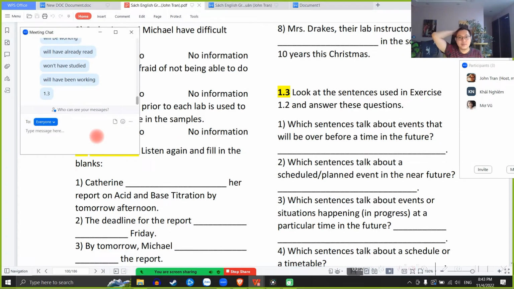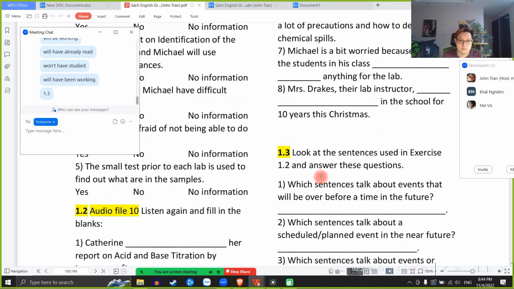Look at the sentences using exercise 1.2 and answer this question. Rồi, dựa vào 1.2 mình trả lời những câu hỏi sau đây. Which sentences talk about events that will be over before a time in the future? Những câu nào nói về những cái sự kiện mà nó sẽ kết thúc trước một thời điểm trong tương lai. Tức là nó đã xảy ra xong rồi, hoàn thành rồi trong tương lai. So it means it will be finished in the future. Come on, class.